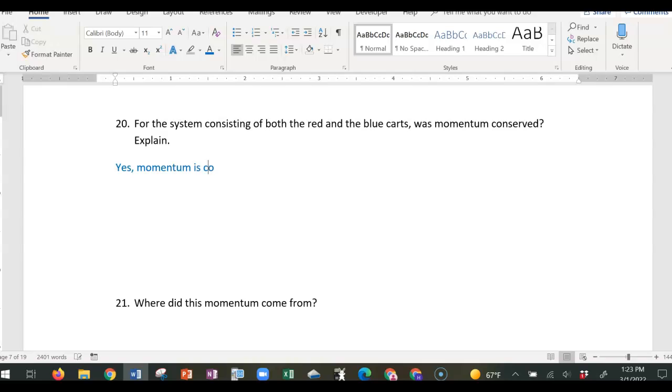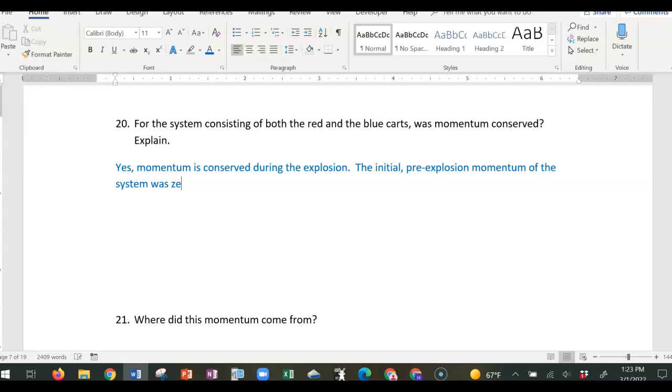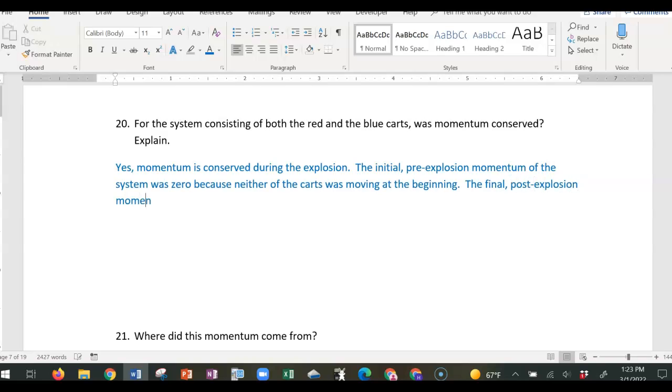Momentum is conserved during the explosion. The initial pre-explosion momentum of the system was 0 because neither of the carts was moving at the beginning. Both of their velocities were 0, and so their momenta were 0. The final post-explosion momentum of the system was also 0.